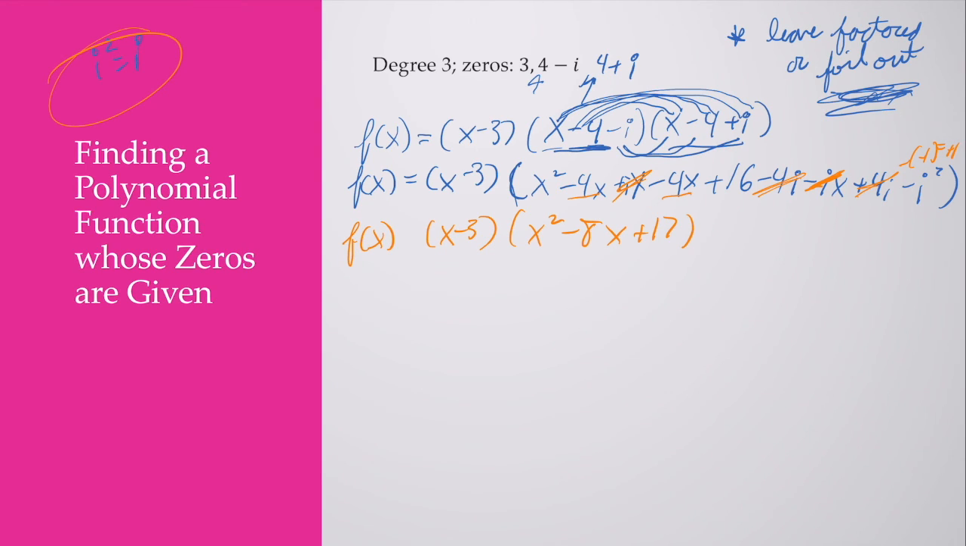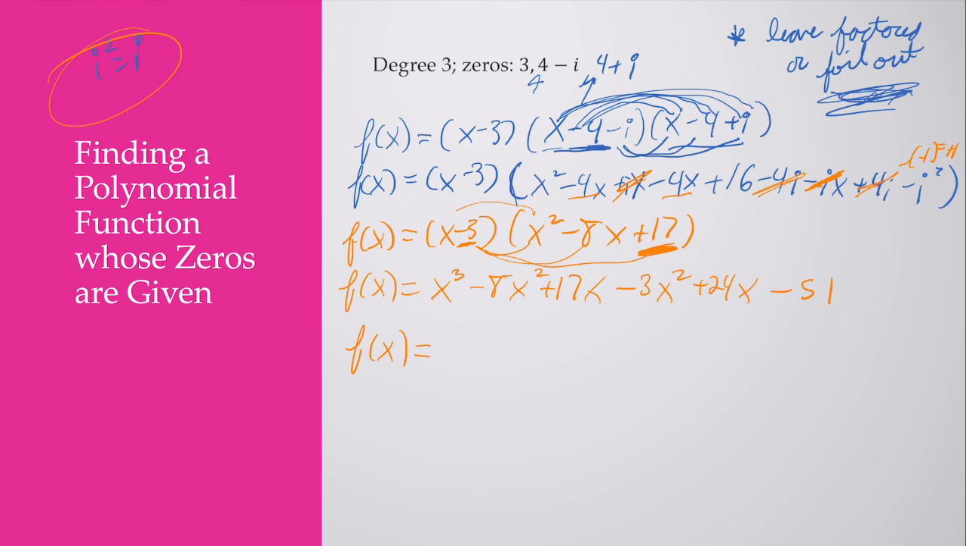Now I go ahead and distribute again. f of x is x cubed minus 8x squared plus 17x minus 3x squared plus 24x minus 51. Yes, 51 is a number that's not prime. It's divisible by 17 and 3. Freaks everybody out. So f of x, okay, at least everybody on TikTok. So f of x is x cubed minus 11x squared plus 17x minus 51.